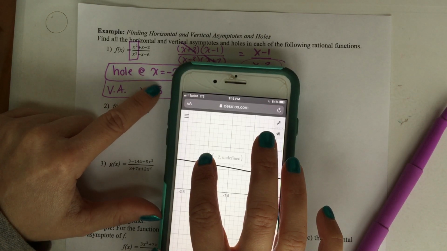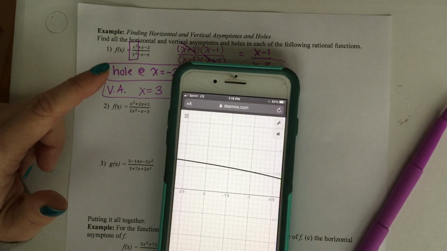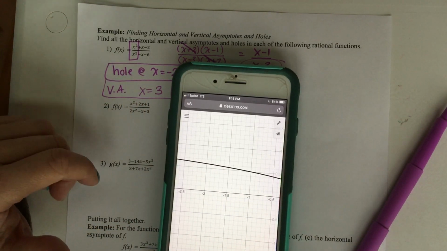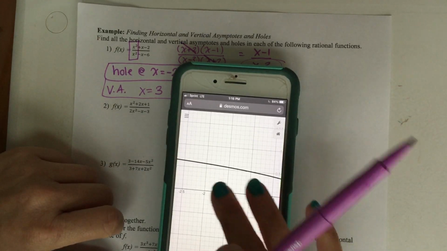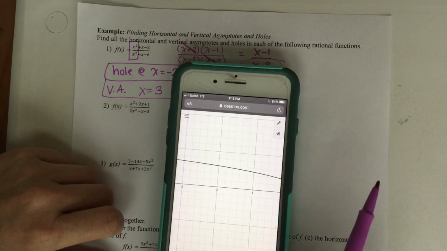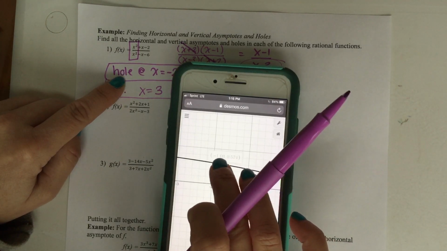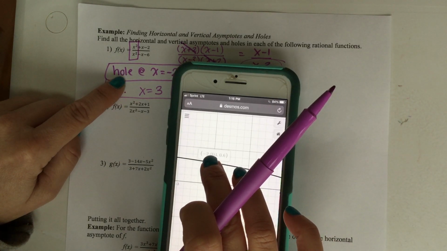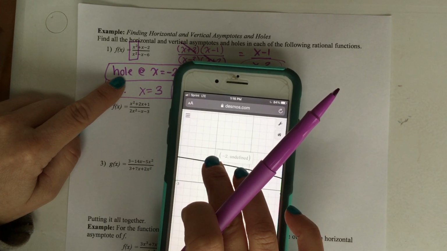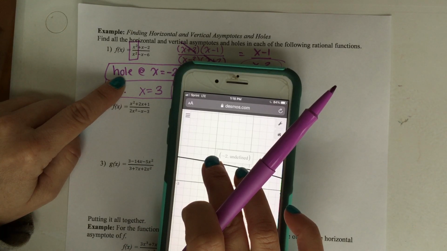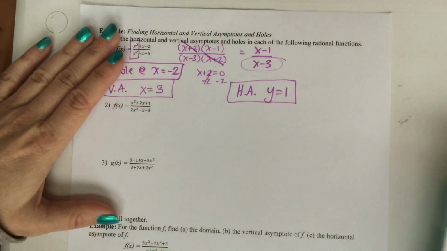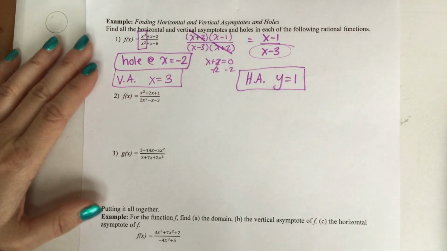You cannot have -2 because if you put that value into the original, you do end up with a 0 on the bottom. So that's what happens when you have a hole in the graph. You can't see it. So you find it and you go ahead and you trace, and when you get to that value, there we go. It is undefined. It is actually a hole in the graph. You just can't see it. Super cool. Okay, let's look at a couple more.